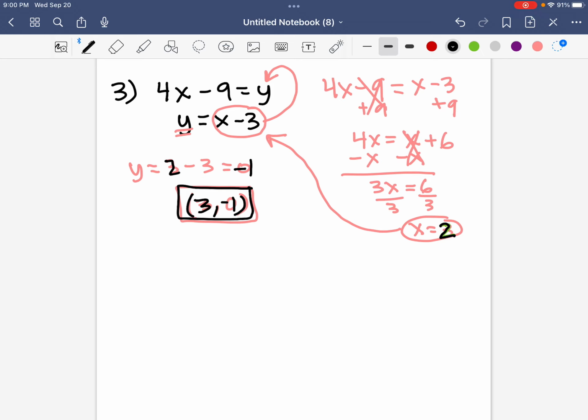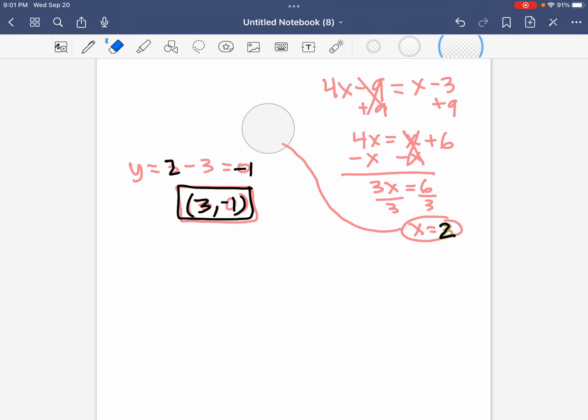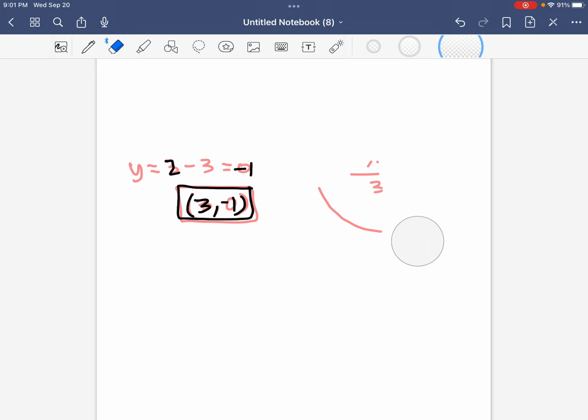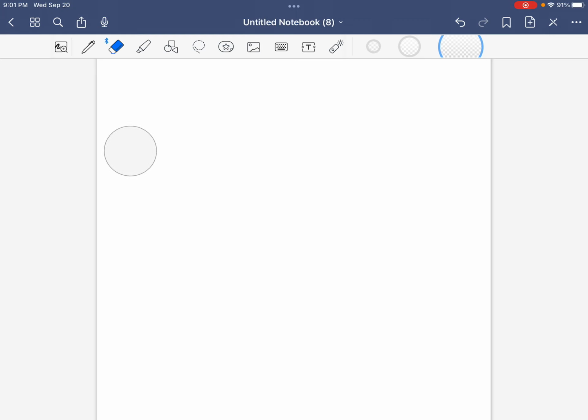Okay, so this is problem number 3. Okay, I'm going to erase it. So if you need it longer, push pause. And we're going to go on to number 4. And these problems are going to get a little bit harder each time, just to make sure that you're getting it as we go. Okay, so here we are on number 4.